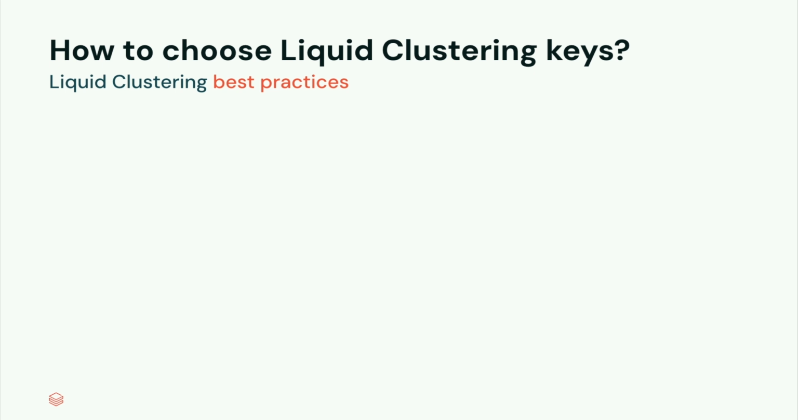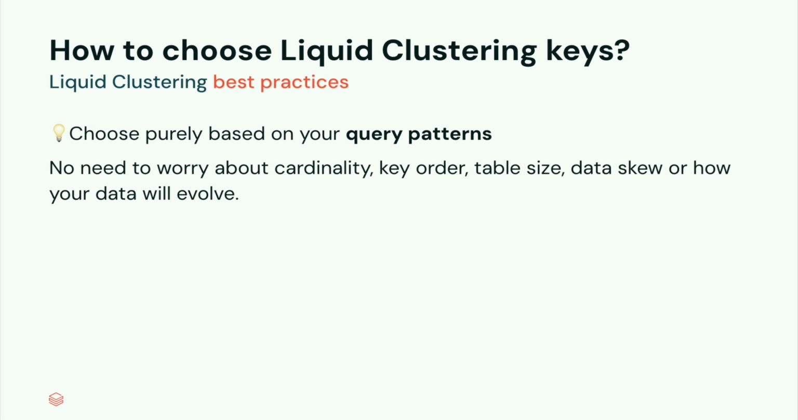So another question we get asked a lot is how to choose the best liquid clustering keys. So we recommend choosing the keys purely based on your query patterns. So you don't have to worry about things like cardinality, key order, table size, data skew, or how your data would evolve.